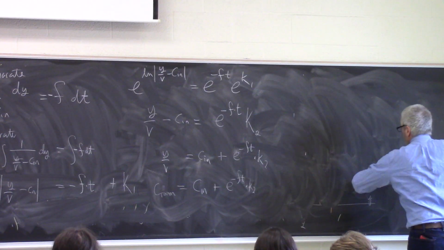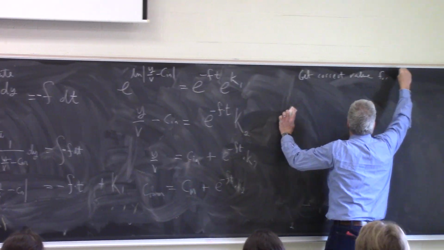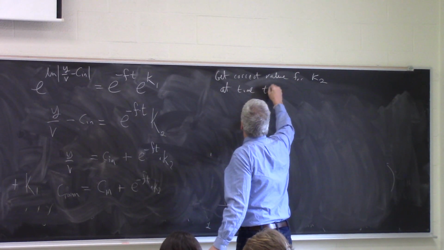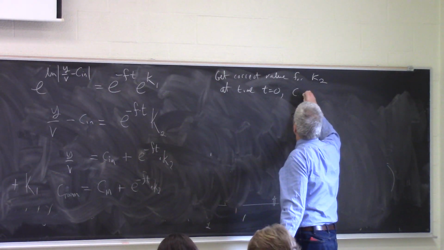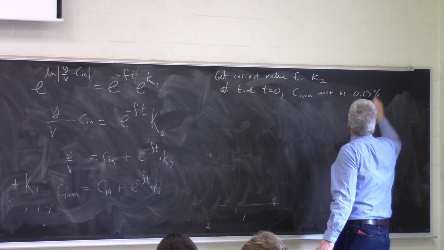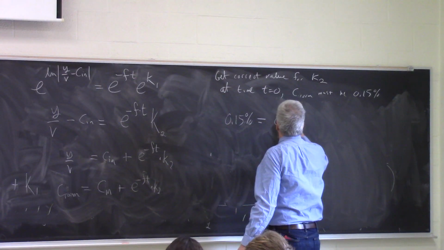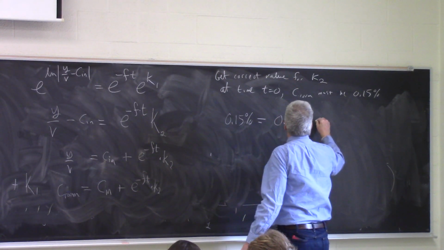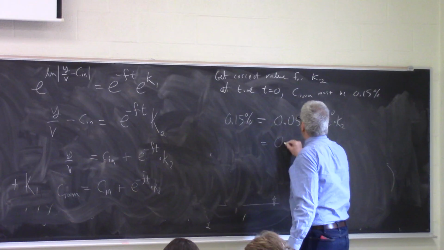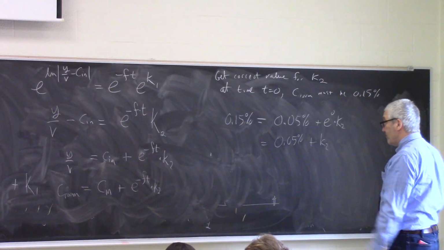Let's get the value for K2. So we know that at time 0, the concentration of air in the room must be 0.15%. So we know that 0.15% has to equal 0.05% plus e to the 0 times K2. So that's just 0.05% plus K2. So that tells us that K2 has to be 0.1.